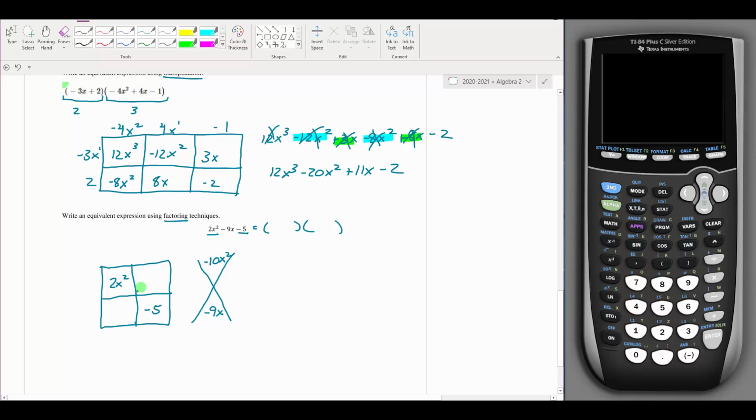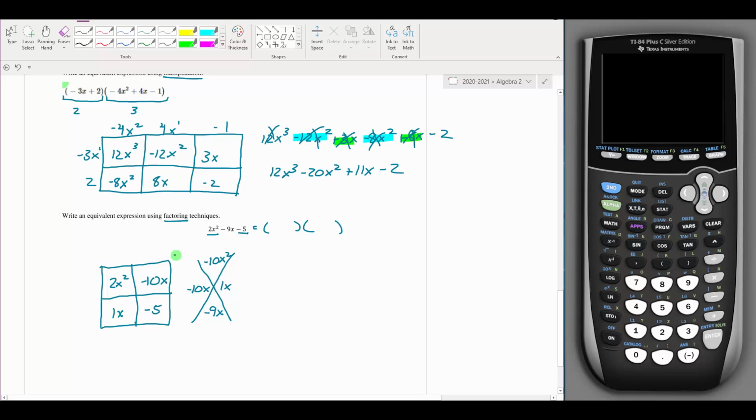And then to figure out what goes here in this diagonal, I need to find two numbers that multiply to negative 10, but add to give me a negative 9. Okay. And those two numbers are going to be negative 10x and positive x, right? A positive 1x. All right, so let's test it out. Negative 10 times 1 is negative 10. Negative 10 plus 1 is negative 9. So these are my two numbers. I'm going to put those in my diagonal.